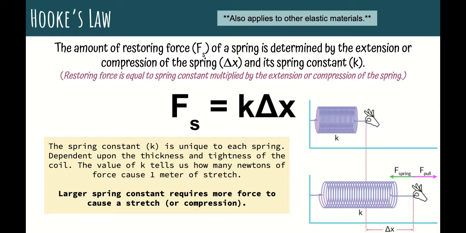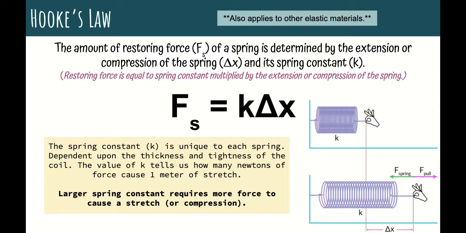So here with Hooke's law, what this says is that the amount of restoring force, which is going to be F of S, like spring force, the restoring force of a spring is going to be determined by the extension or compression of the spring and its spring constant. Okay, so a spring constant is going to be a unique value to each spring. So as we talked about before, the material, the thickness or tightness of a spring affects how much it can be stretched or compressed. So the units of K, this lowercase k here, are going to be newtons per meter.